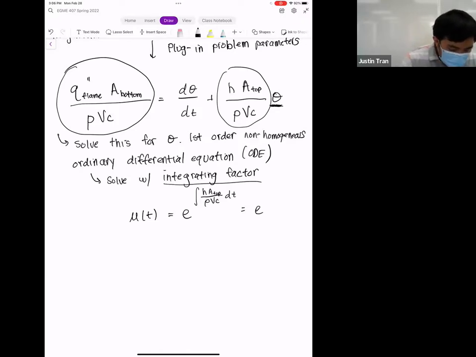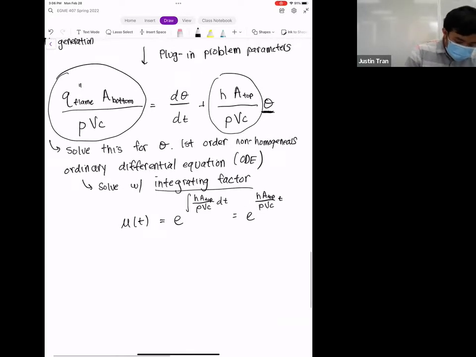And so that integral is pretty easy because everything there is a constant. H is a constant, A top is a constant, rho, V, and C are all constants, right? And so we end up with H, A top, divided by rho VC, and then that just gets multiplied by T, okay?